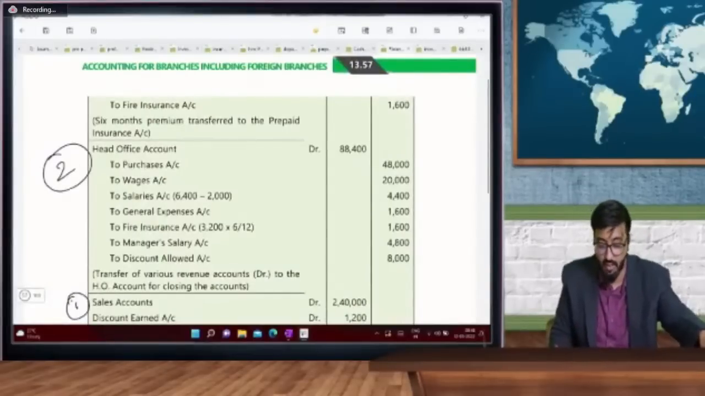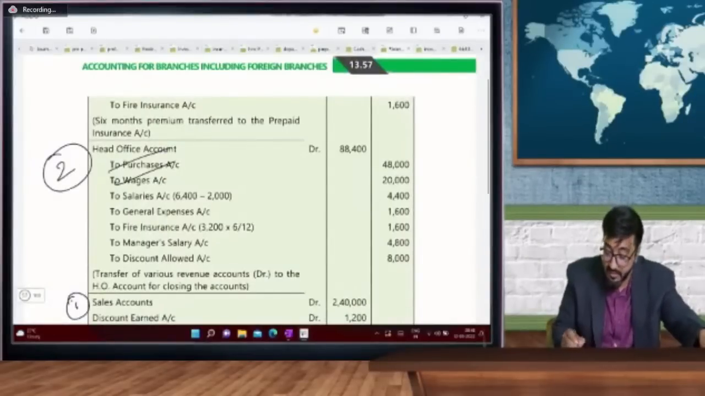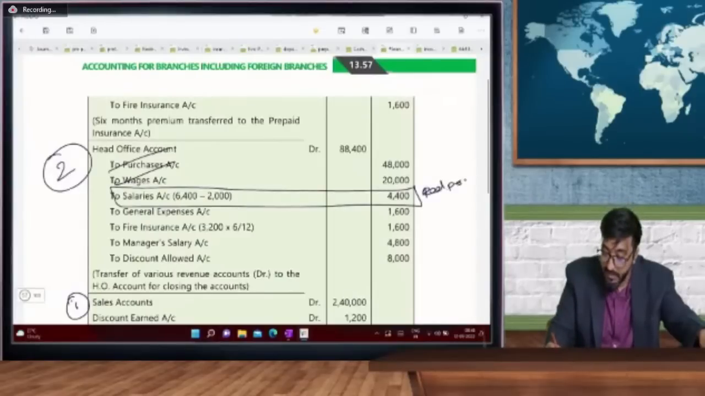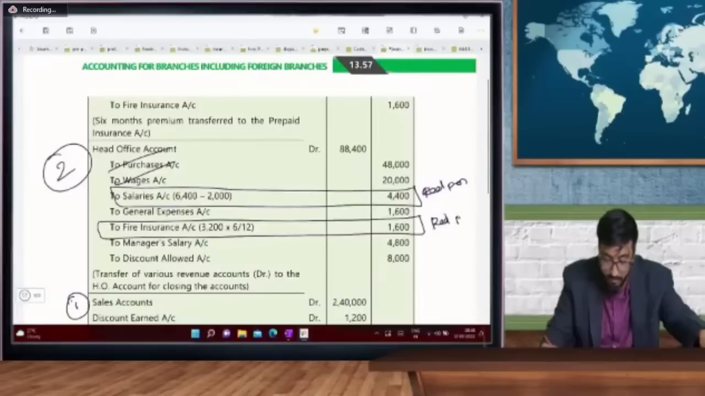Head office account debit, to purchase, to wages, salary in red pen. Not in the exam, sorry, in your notebook. So mark it in red pen. You have to write it with red pen. And fire insurance you will write by red pen, beta. This is by red pen.